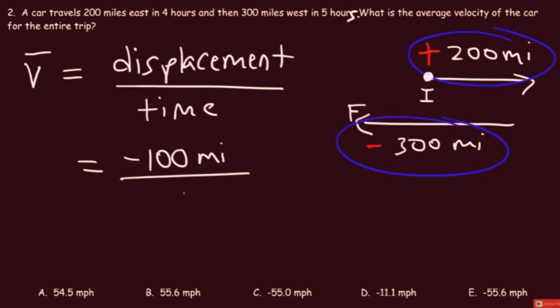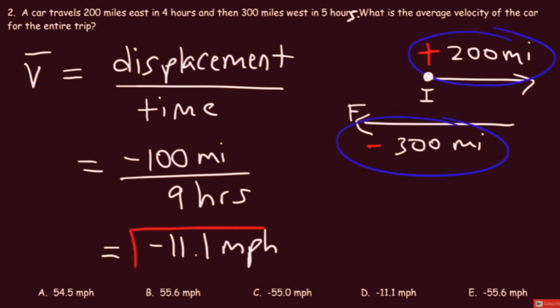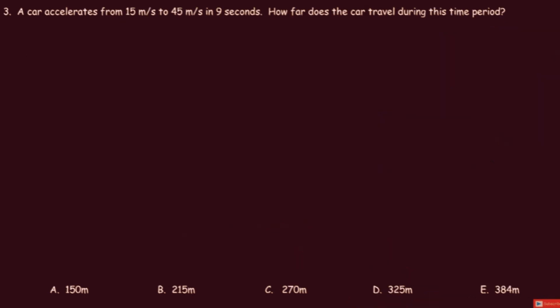Now the total time is still 9 hours, so it's going to be negative 100 divided by 9, and so this is going to be negative 11.1 miles per hour. So keep this in mind: the speed is always positive. Velocity can be positive or negative. Velocity is a vector. It has magnitude and direction, but speed is a scalar quantity that has magnitude only. So D is the right answer, number 3.